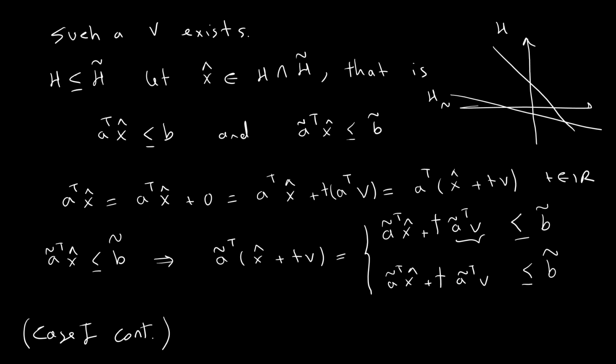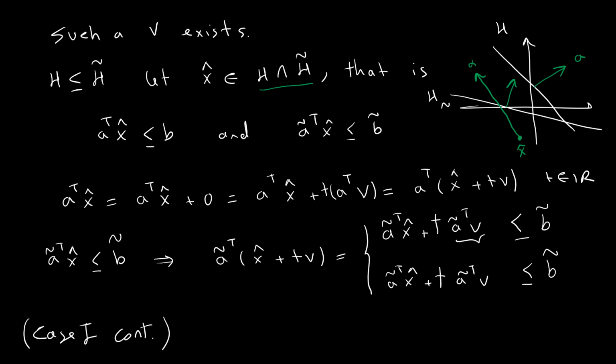As I explained, we are going to pick a point x hat that is in the intersection of H and H tilde, which is a point right here. Suppose the normal of H is here and the normal of H tilde is here. Therefore, x hat is in the intersection of H and H tilde. And we are going to go toward this direction to get to this point, which is not in H tilde.